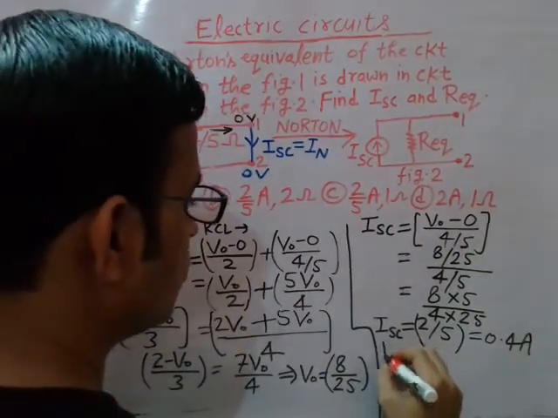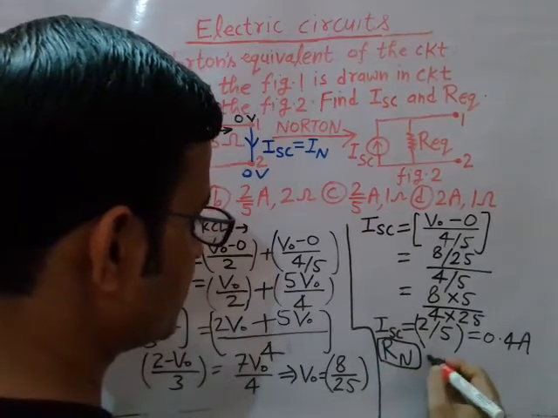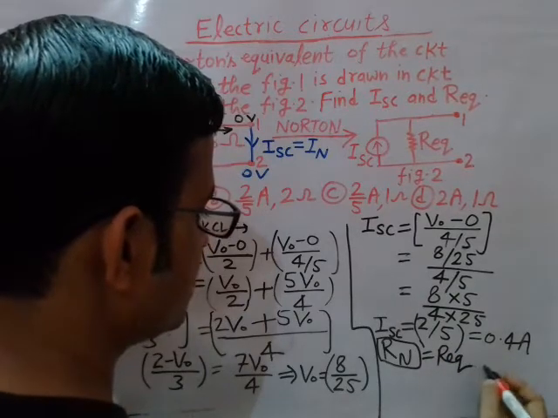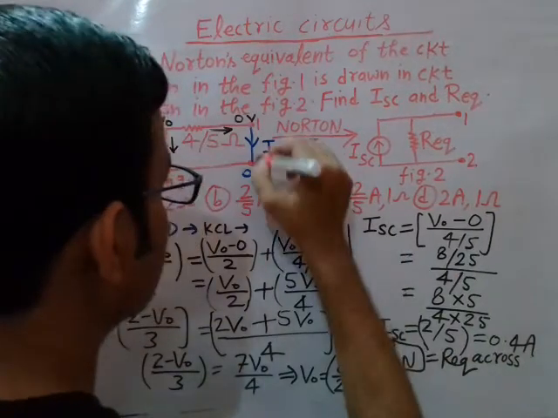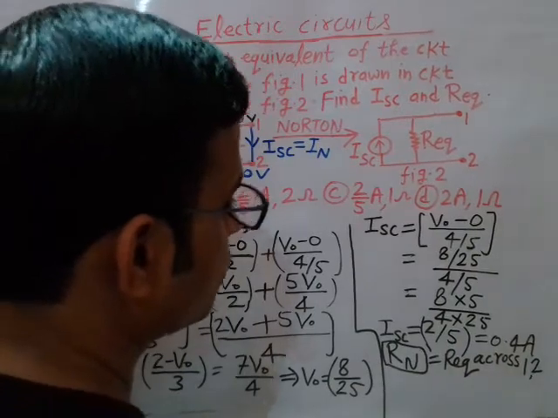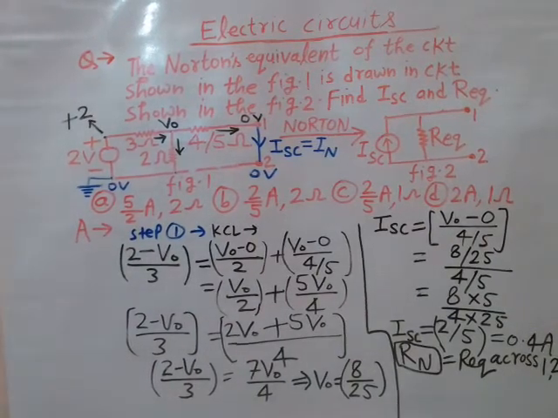Now, how to calculate the Norton's resistance? Step number 2 is calculation of Norton's resistance. Norton resistance is nothing but the equivalent resistance R equivalent across the desired terminals, and the desired terminals in this case are terminals 1 and 2. I told you that the calculation of R Norton is exactly the same as the calculation of Thevenin's resistance, so both are calculated by the same process.